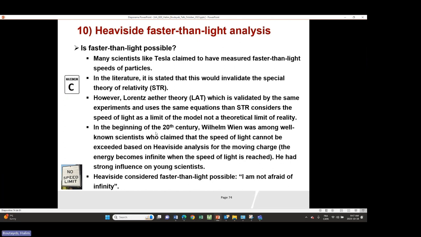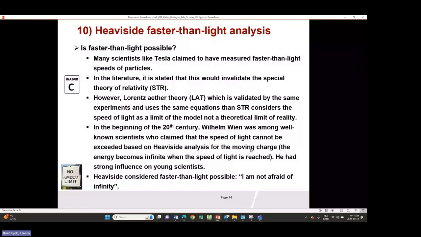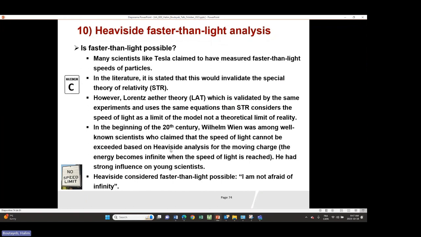In the beginning of the 20th century, Wilhelm Wien was among the well-known scientists who claimed that the speed of light cannot be exceeded, based on Heaviside's analysis of the moving charge. The energy becomes infinite when the speed of light is reached. And he had a strong influence on young scientists such as Einstein. But if you remember, we found that if we change this analysis of Heaviside, if we consider a charge that is more realistic, then the amplitude should not increase and energy should not increase when the charge is moving.